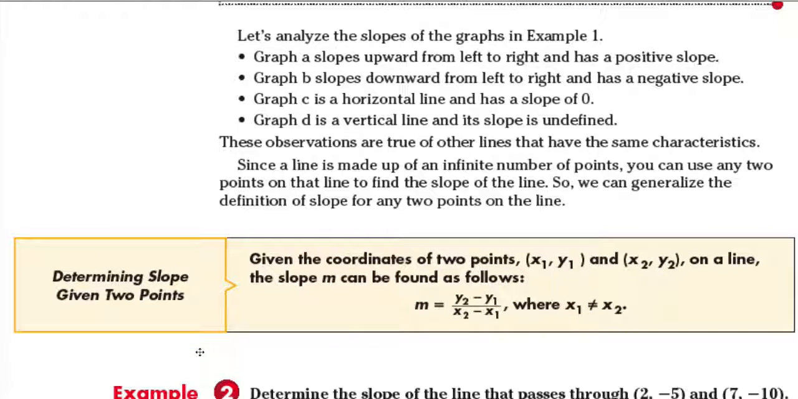So determining the slope given 2 points, okay, given the coordinates of 2 points, x sub 1, y sub 1 and x sub 2, y sub 2 on a line, the slope m can be found as follows, again denoted by lowercase m: y sub 2 minus y sub 1 all over x sub 2 minus x sub 1, where x sub 1 is not equal to x sub 2. Why? Because that's a restriction. If they're equal, then our denominator will be 0, and we're going back again to commandment number 1. Okay? So this is now the formula for slope.